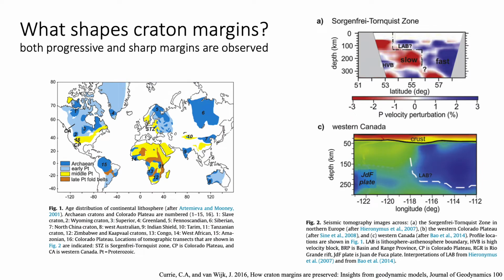What's also interesting about cratons is that they come in many different shapes. So they're spread out across the globe on all the different continents, and we can see both progressive, stepped, or diagonal margins, as shown in figure A in the top right-hand corner, and also sharp margins, which are straight, which is seen in Western Canada, for example, in C in the bottom right.